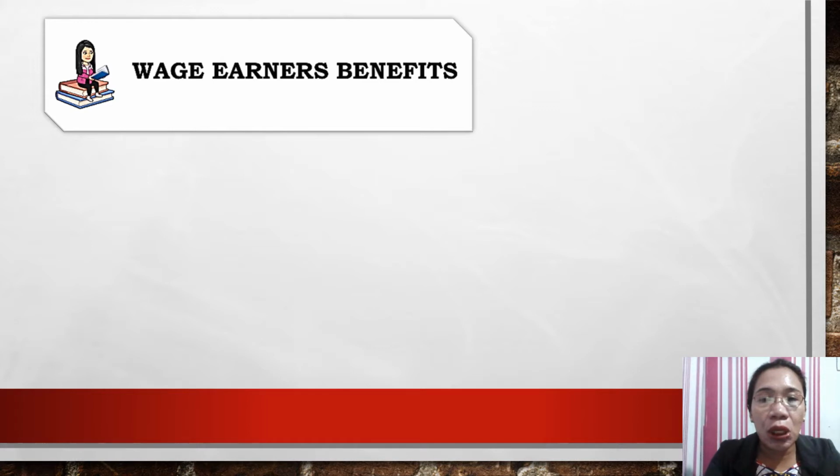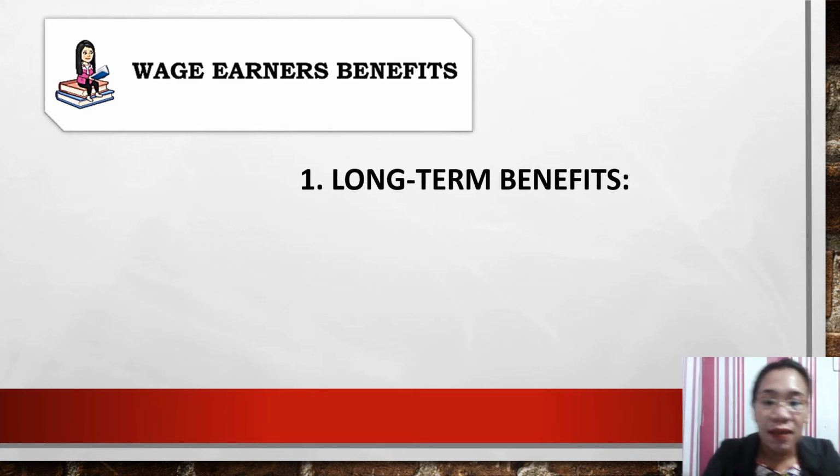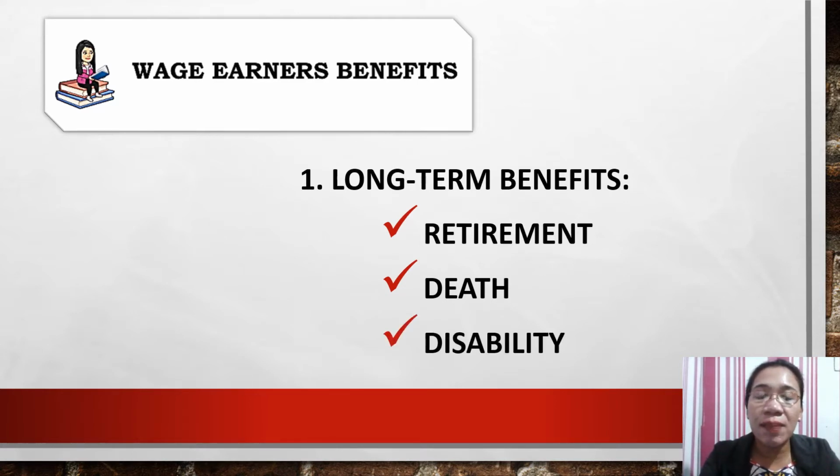So, wage earners' benefits. We have number one, long-term benefits of wage earners. When we say long-term, it means it can cover a lifetime, as long as you are alive. So the first one is retirement. Second is death. And the third is disability.